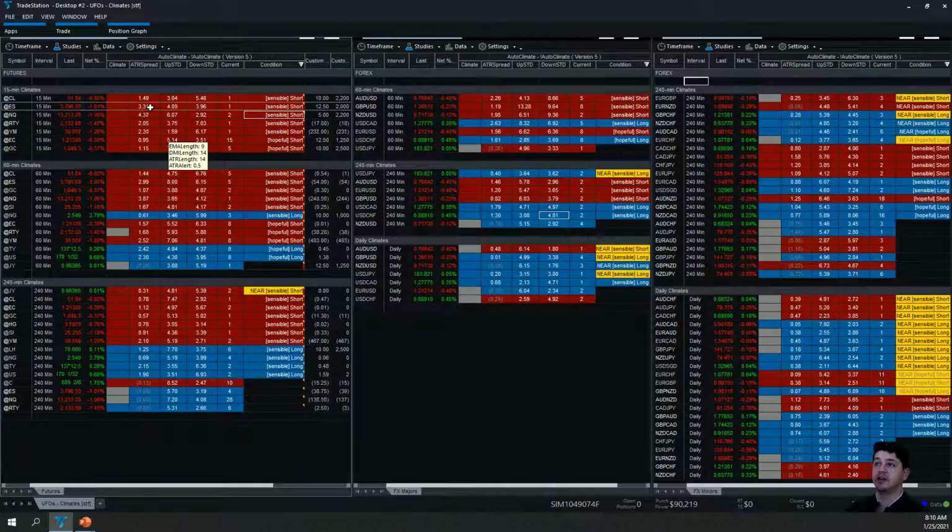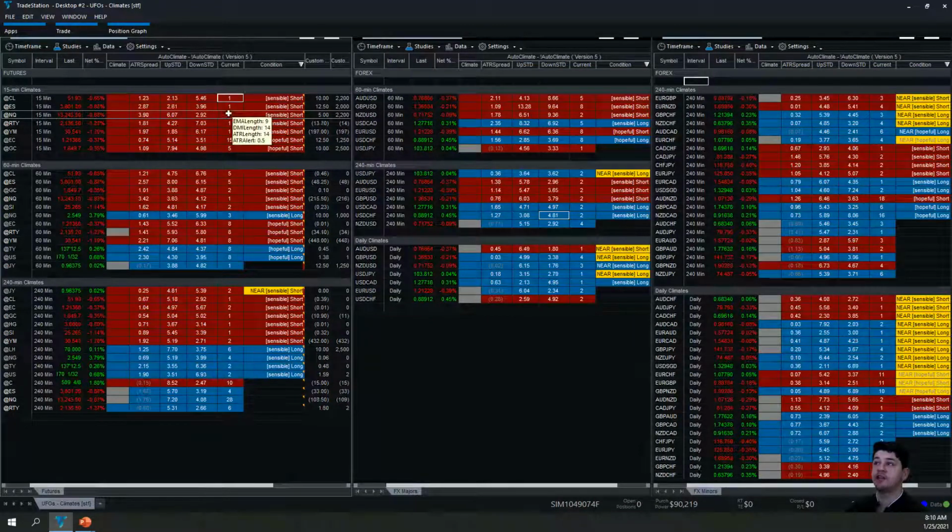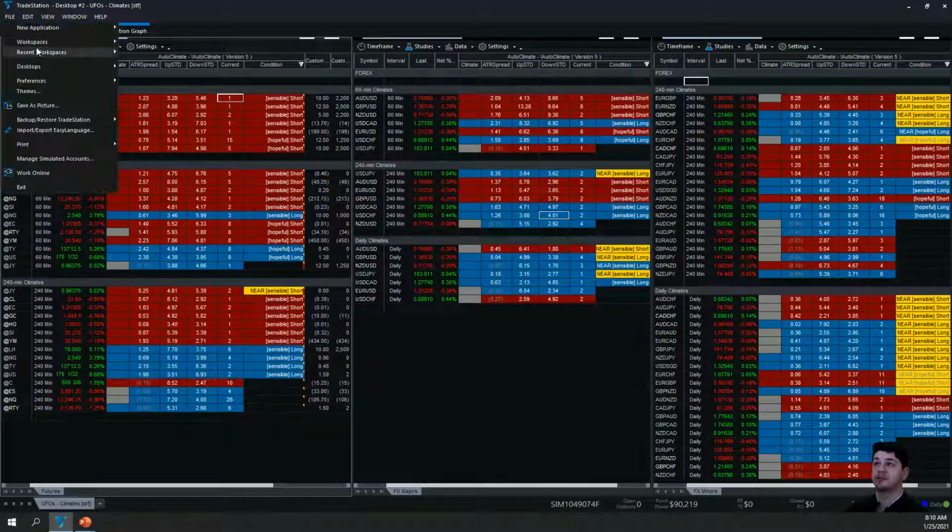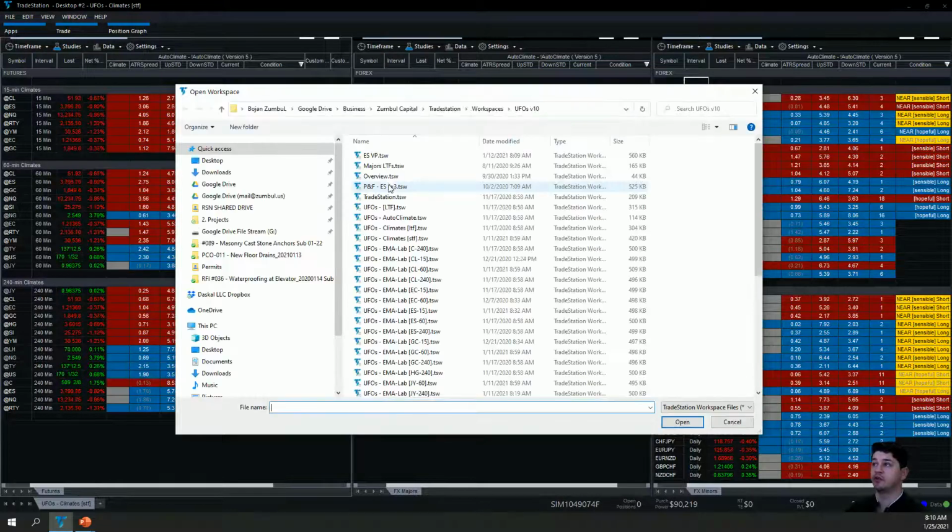As we see, the ES, the NQ, RTY, it looks like they're all just tanking, quite deep in the red, over 1% in the red. But it looks like crude oil, even though it's 1.2 ATRs away, is the closest one, and it's on the first sensible down climate. So let's go ahead and open crude oil.